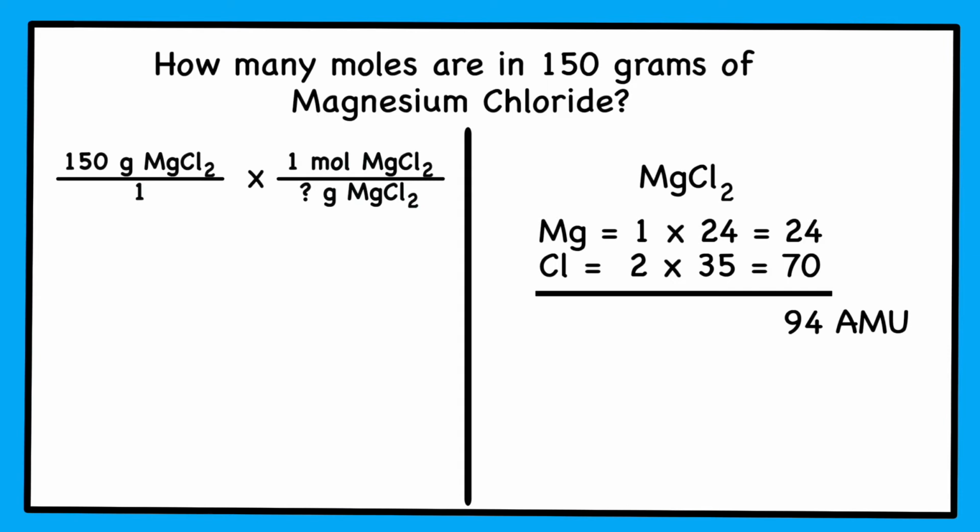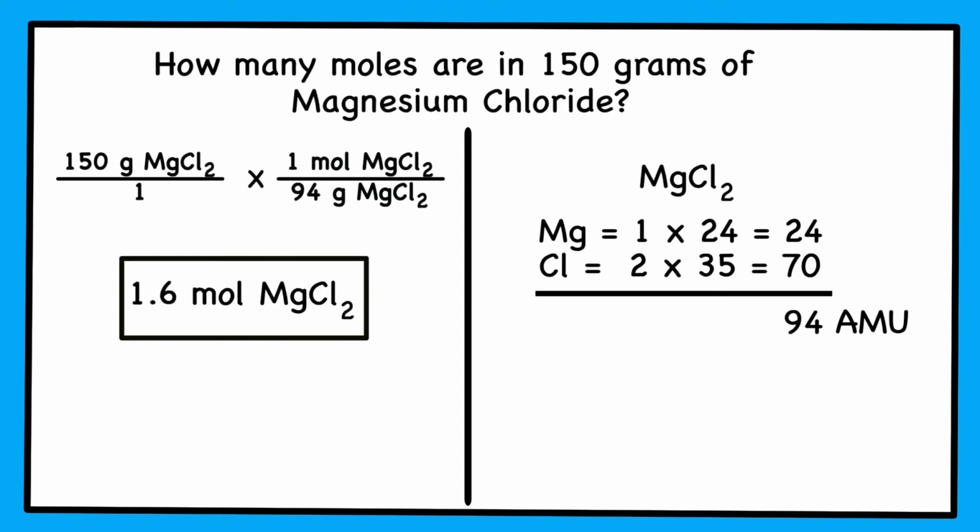So now, instead of having 1 mole of magnesium chloride over X grams of magnesium chloride, we're going to have 1 mole of magnesium chloride over 94 grams of magnesium chloride. Once we multiply our tops out and bottoms out and then divide our top by our bottom, we get our answer of 1.6 moles of magnesium chloride. Now for our second question.